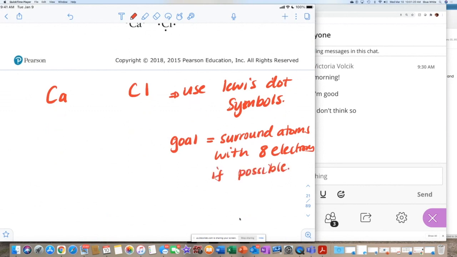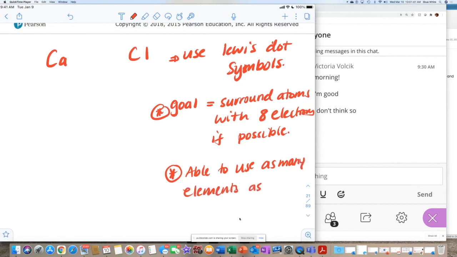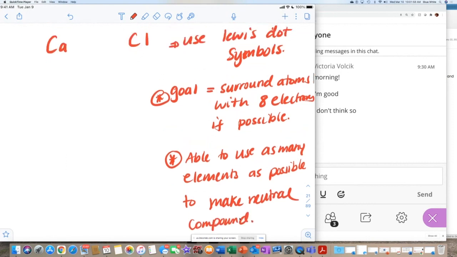Because remember, there are some that can't do it, and if they can't do it, they just can't do it. So what are we going to be doing though? I'm going to talk about things that we are allowed to do. We are able to use as many elements as possible to, I'd say, make a neutral compound. I'm trying to remember the rules in my head since I'm kind of making this up.